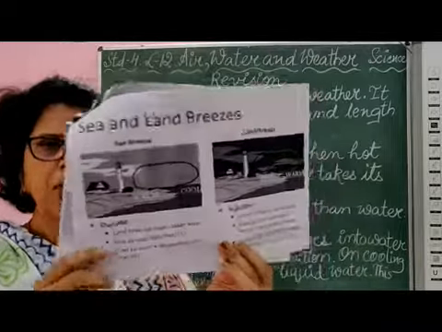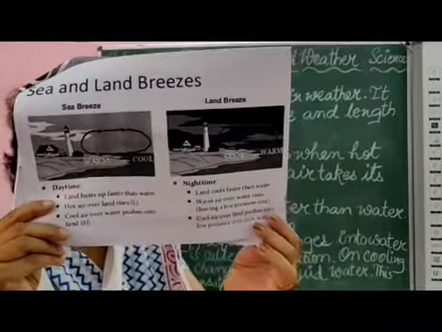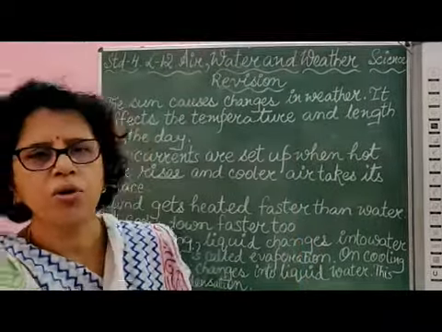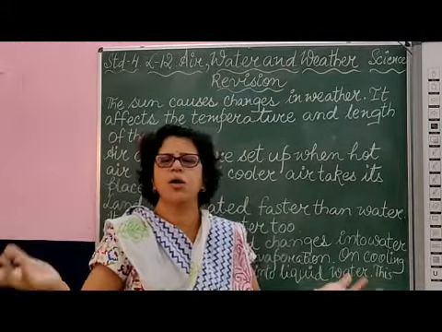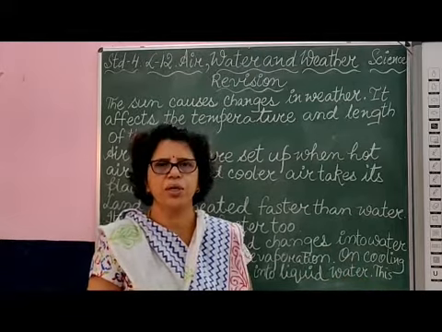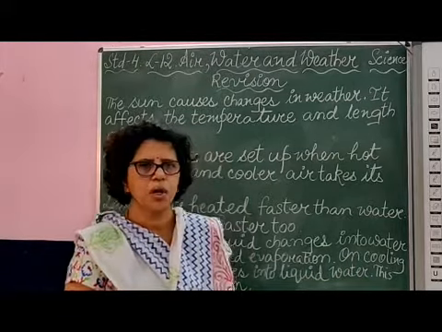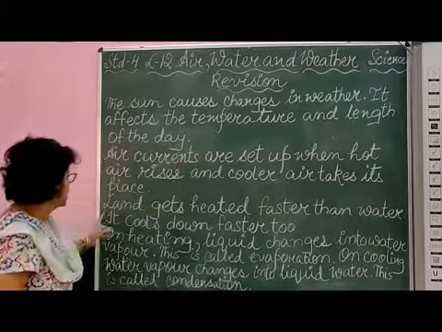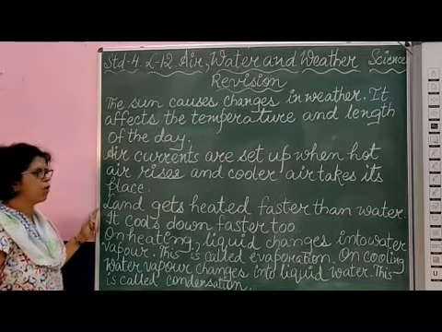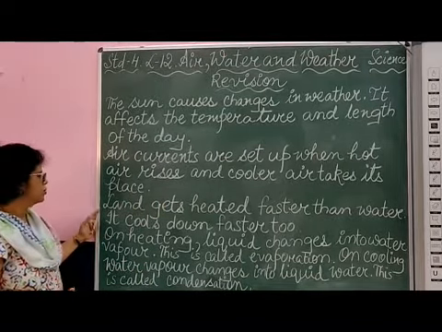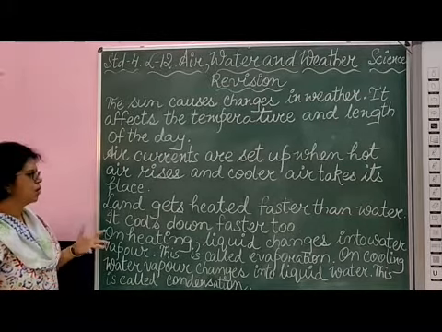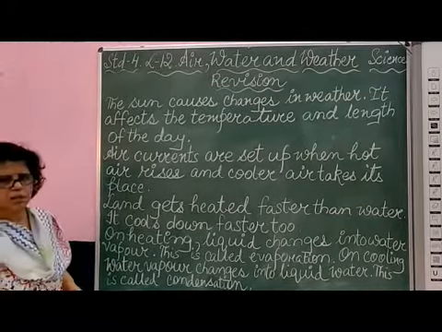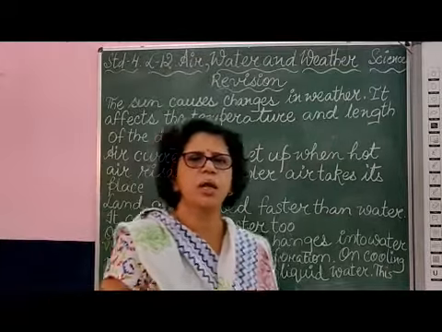So children, people who are living near the water bodies enjoy moderate temperature. They do not have very hot summers or very cold winters. It is moderate temperature. So this is called your sea breeze and land breeze. So remember, this is very important. Land heats up faster than water, and it cools down faster too.